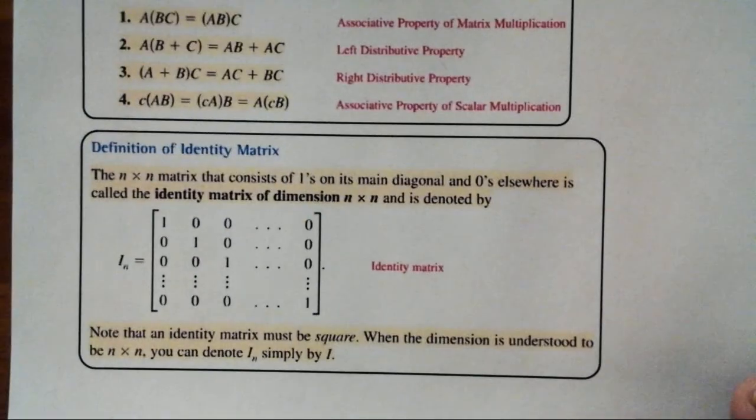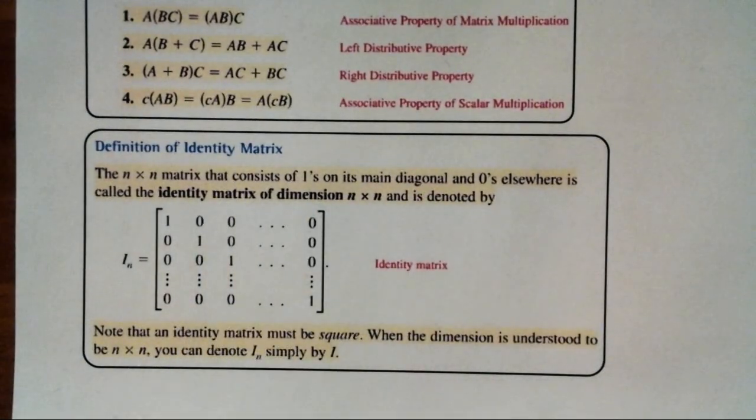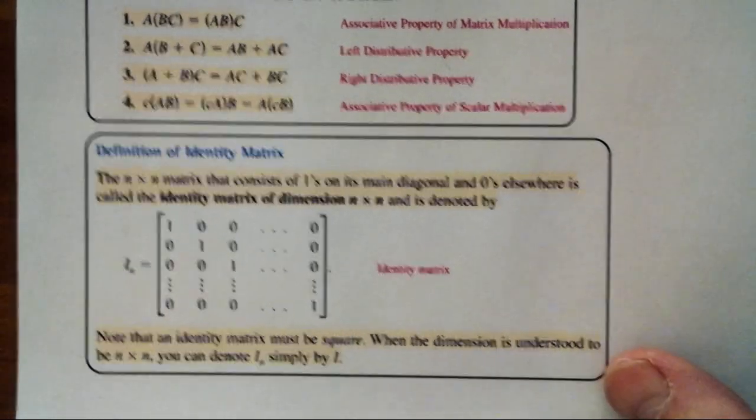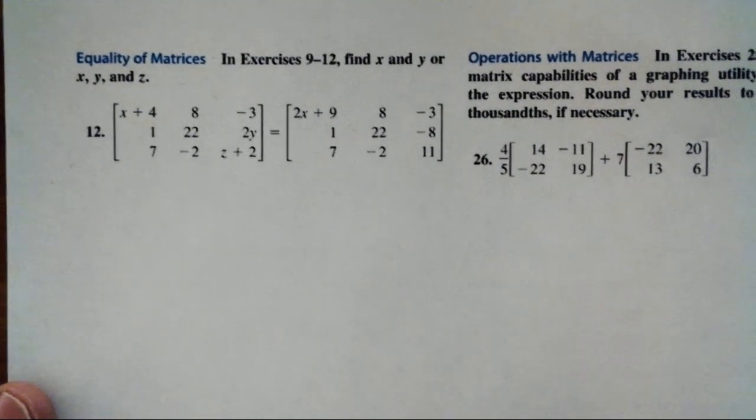Okay, but I'm going to just jump right through. They've got an identity matrix down here. I'm just going to jump right into the example problems. I got a tight window here of time, and I want to get this out to you. So let's take a look.